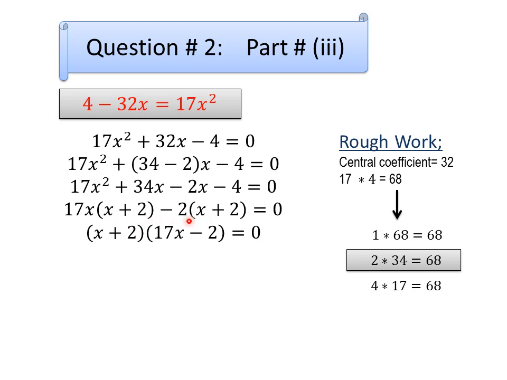As you can see, x plus 2 and x plus 2 are the same brackets. It means our question is right. Our middle term break is correct. So I'll write the bracket x plus 2 once, and all the terms outside these two brackets in the other bracket, that is 17x minus 2, and that would be equal to 0. Again, splitting these two brackets, we get x plus 2 equals 0 and 17x minus 2 equals 0.